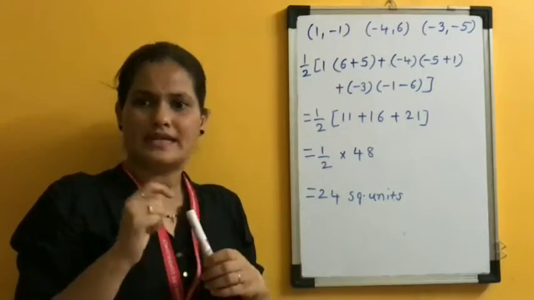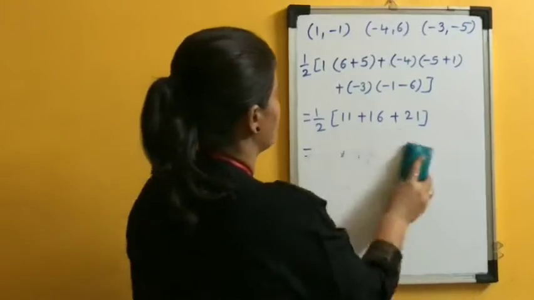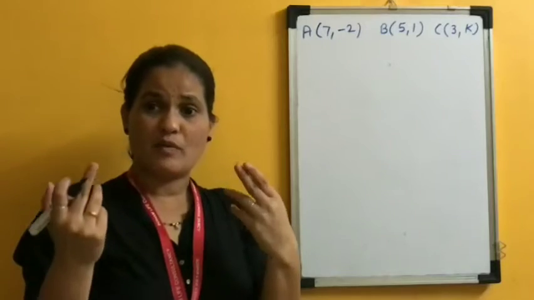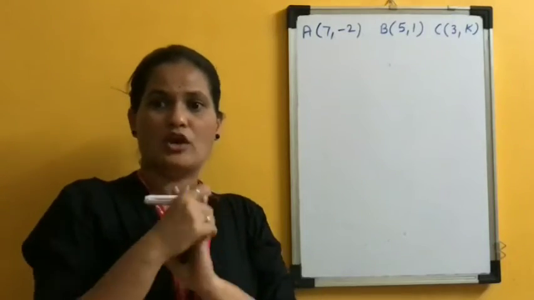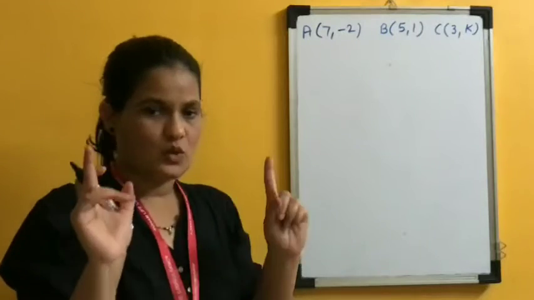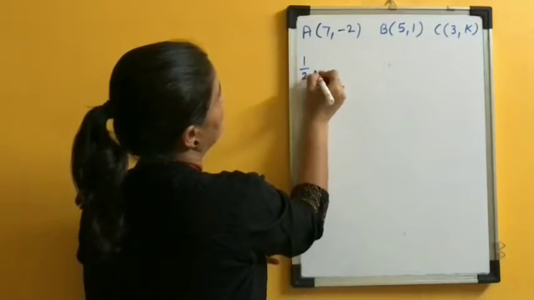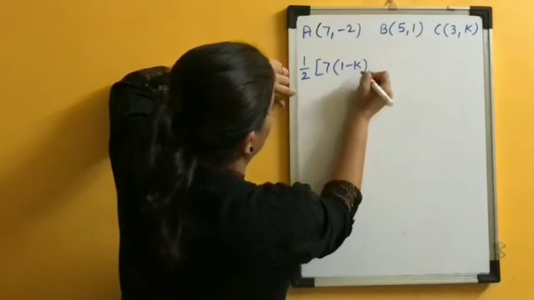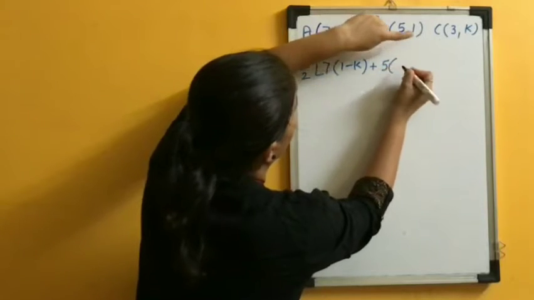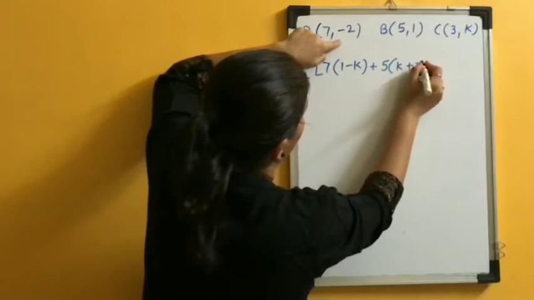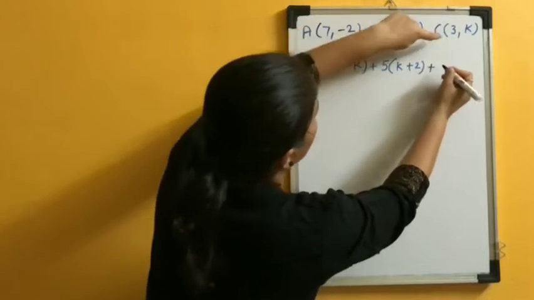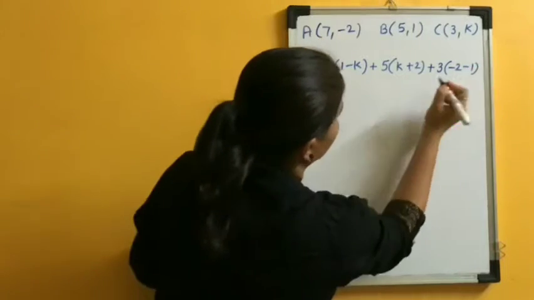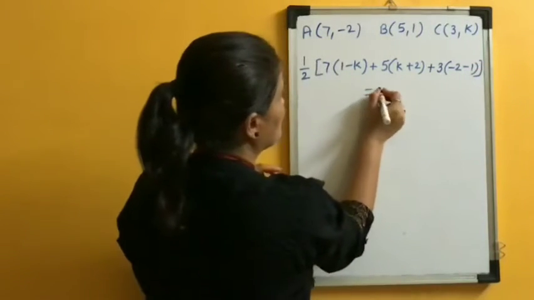So let's take the second example. The points are collinear. As these 3 points are collinear, the area of the triangle formed by them is 0. So the area of the triangle will be 1 upon 2 into 7 into 1 minus k plus 5 into k minus 2 is plus 2 plus 3 into minus 2 minus 1, and which is equal to 0.